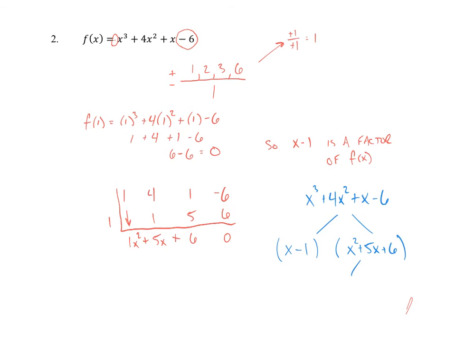Now we have to break that one down. If we can double bubble it, that's great news. If we can't, then we're going to have to use the quadratic formula. Luckily, this thing double bubbles nicely into x plus 3 and x plus 2.